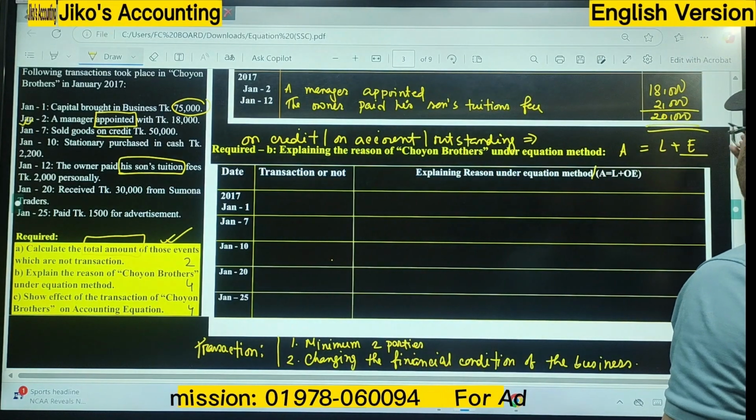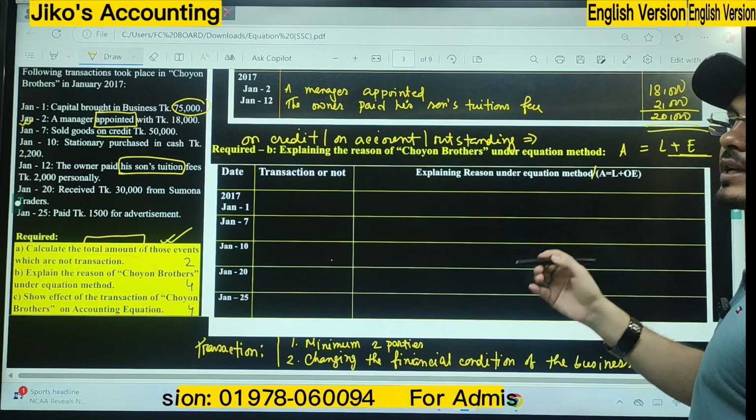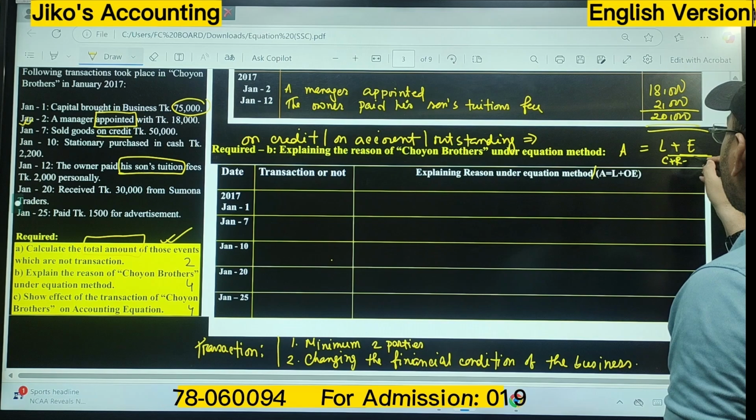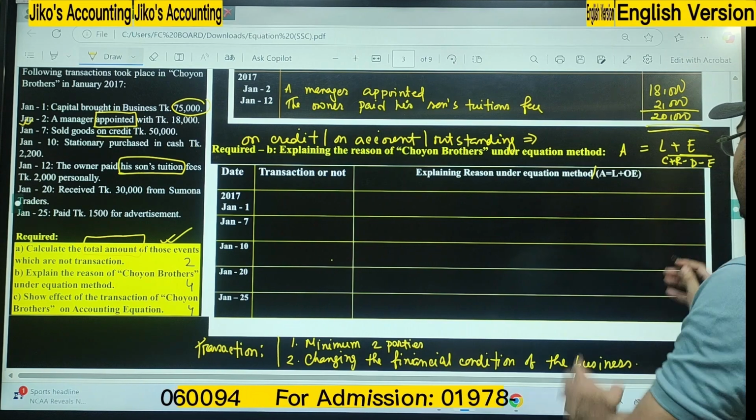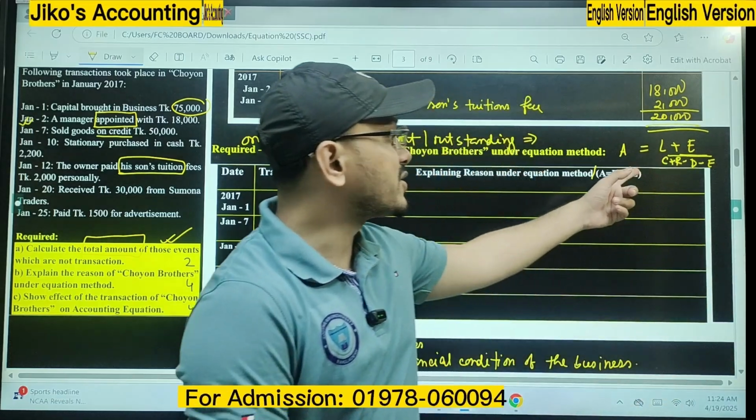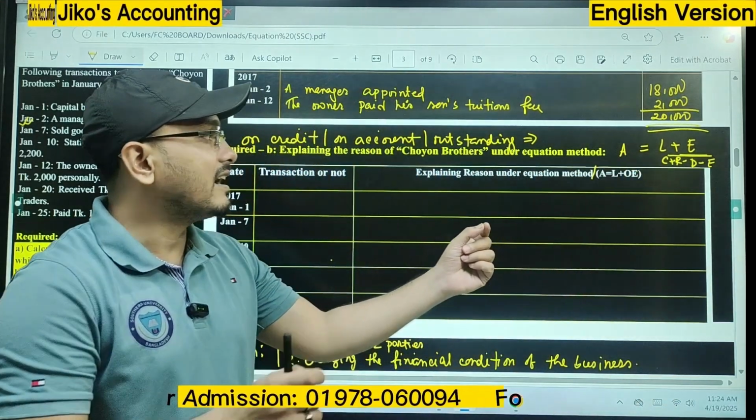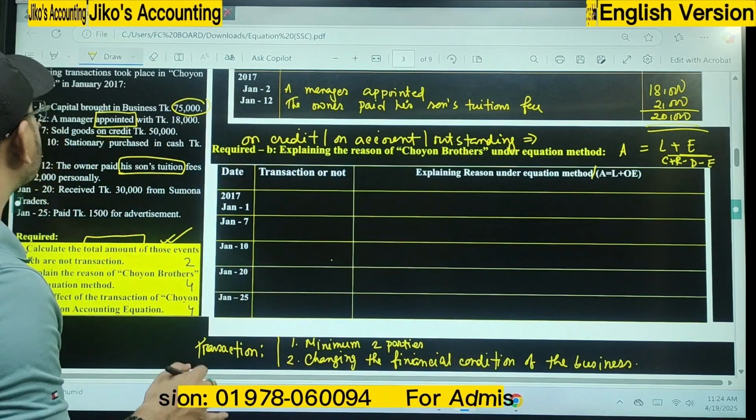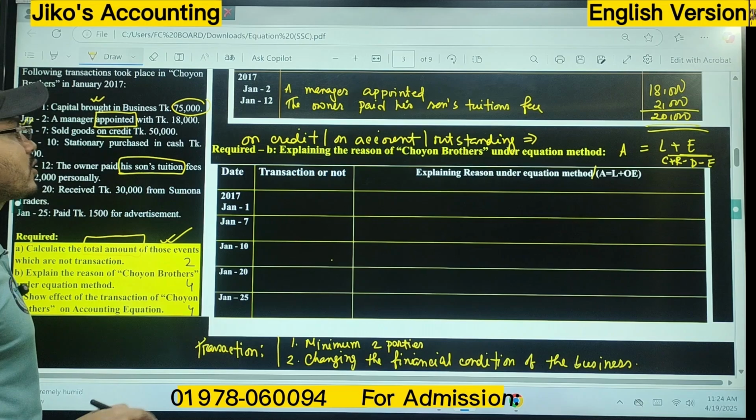What do you mean by equity? You can see there are four elements of equity we can see here. What are they? Capital plus revenue minus drawing minus expense. These four elements we need to use after a little while. Just wait till then. Try to get this one. What is our first January? January 1st, capital brought in business.